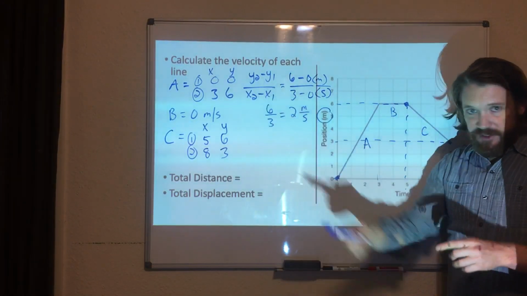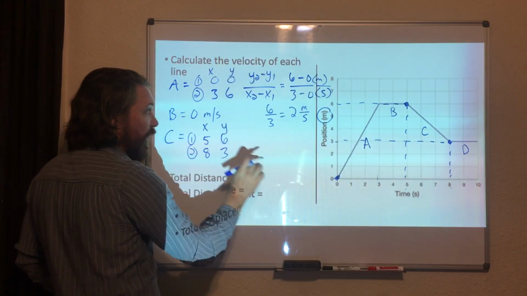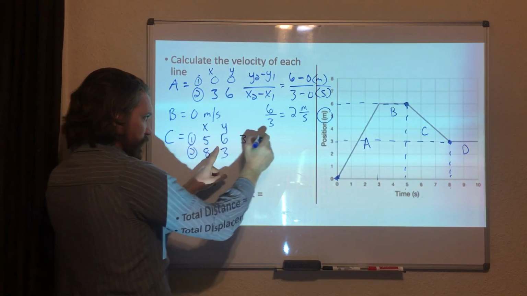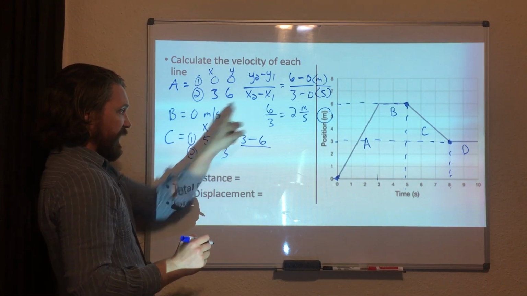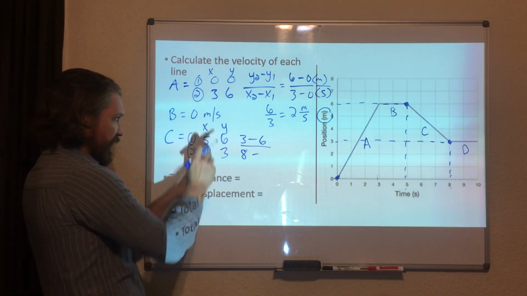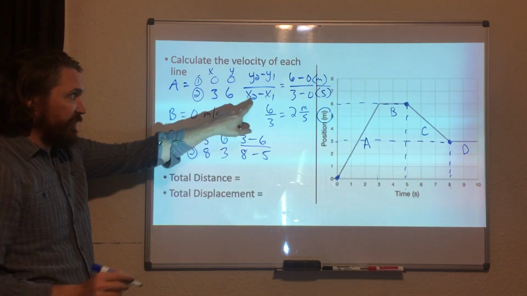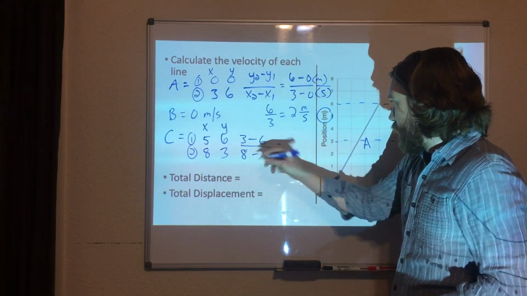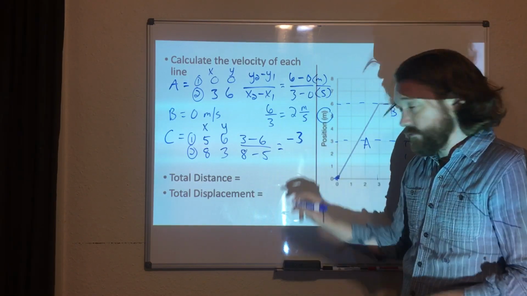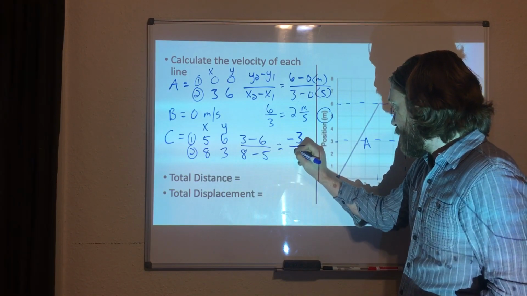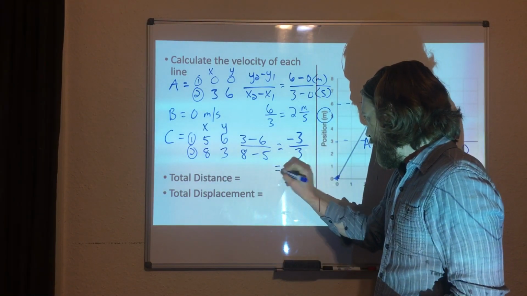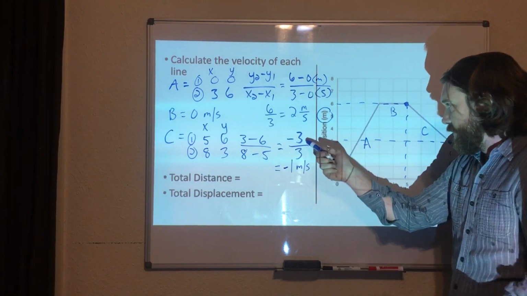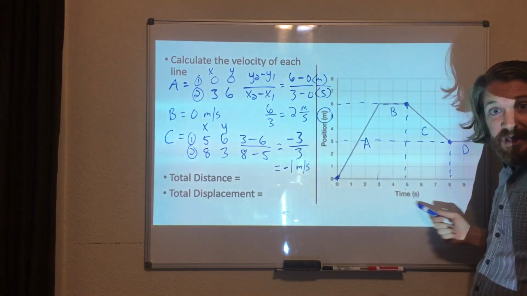Same equation. I'm going to plug my numbers in. Y2 is 3, minus Y1 is 6, divided by X2 is 8, minus X1, which is 5. I usually like to write it down, but it's right there, just saving space. 3 minus 6 gives me negative 3, divided by 8 minus 5, which is positive 3. Negative 3 divided by positive 3 gives me negative 1 meters per second. Again, it's meters, Y, divided by X, which is seconds.